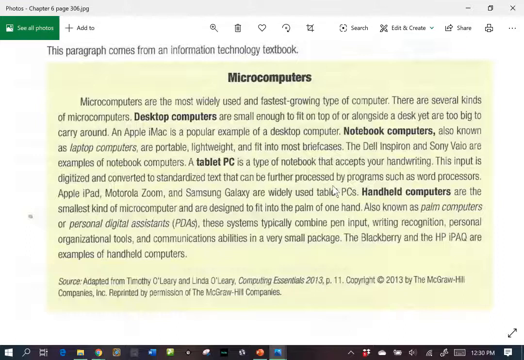So here we have a lot of information, but the author put the major details for us in bold print. And then after each one we read an example. So for the desktop computer, what was the example? An Apple iMac is a popular example. For notebook computers, they talked about the Dell Inspiron as an example. Then we had a tablet PC, with examples of the Apple iPad, Motorola Zoom, and Samsung Galaxy. And then finally, they talked about handheld computers, those being palm computers or PDAs.